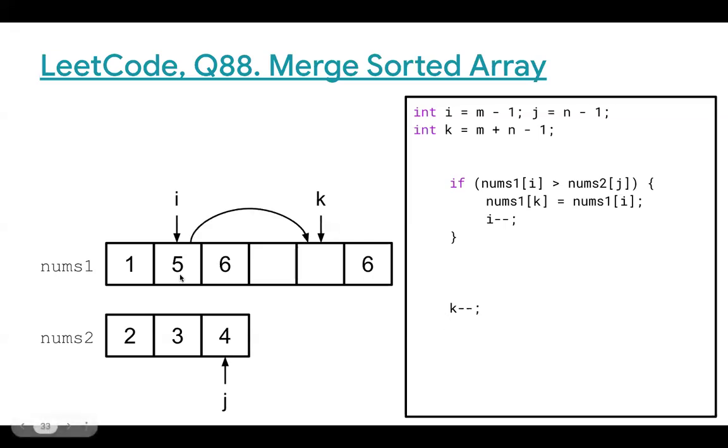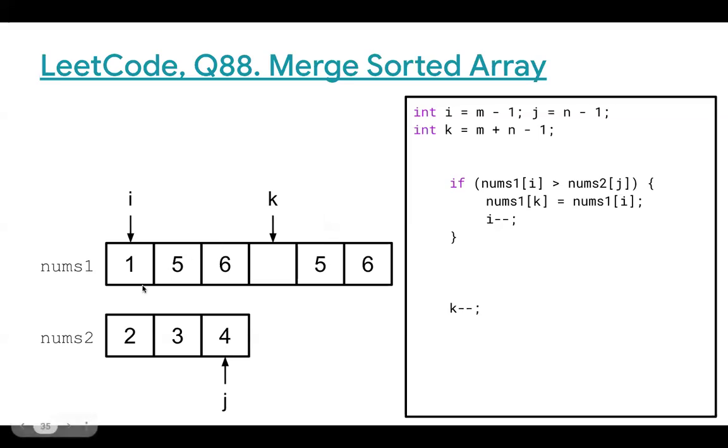Okay, and then we compare 5 pointed by i and 4 pointed by j. And 5 is larger than 4. So we know now we should place 5 at the position pointed by k, which is also towards the end of this first array. Okay, something like this, right? Okay, and after that, both i and k should move 1 slot to the left.